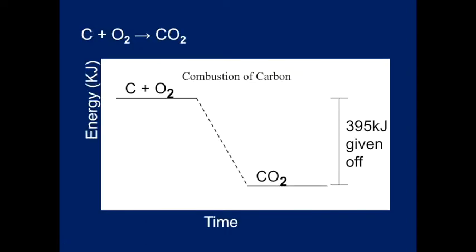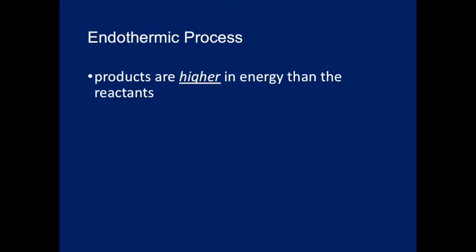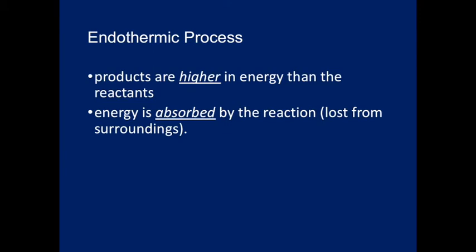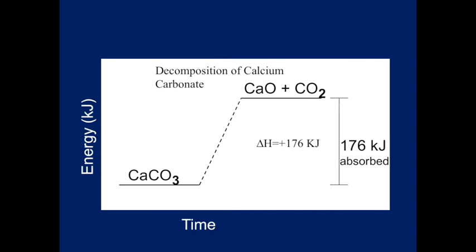This is a nice example of an exothermic reaction. Carbon and oxygen both have a certain heat content. Carbon dioxide has a different heat content. So heat is given off in this reaction. In an endothermic process, products are higher in energy than the reactants. Energy is absorbed by the reaction, therefore they gain it from the surroundings, which means heat goes down in those cases. The positive sign means energy is absorbed, it's drawn into the product, and it's taken from the surroundings, which means that the temperature goes down.